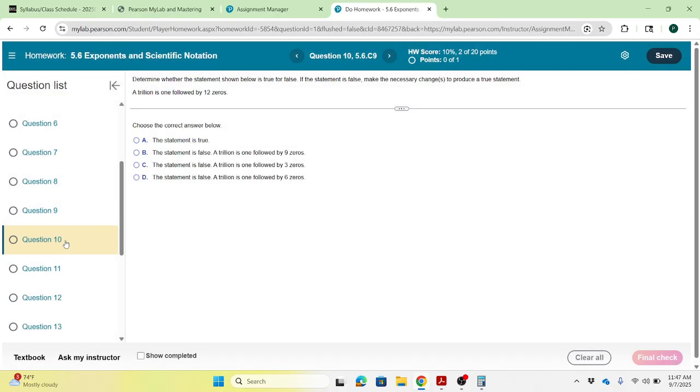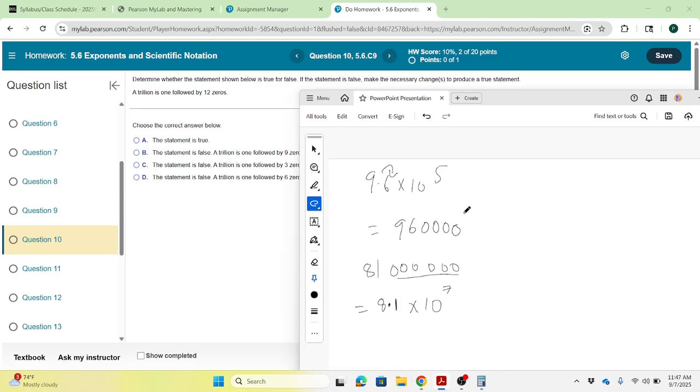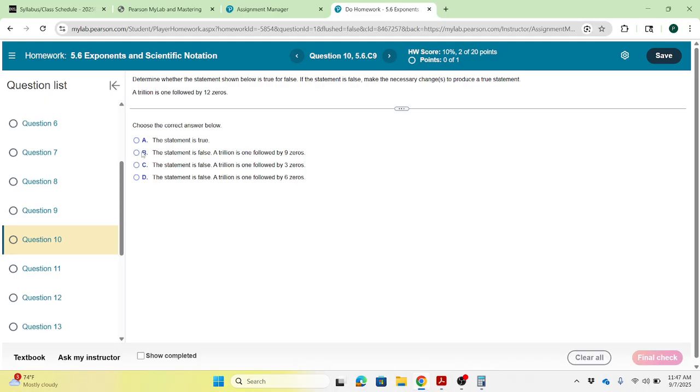Let's go to the next problem. Determine whether the statement shown below is true or false. If the statement is false, make the necessary changes. A trillion is 1 followed by 12 zeros. So billion means 9 zeros, trillion means 12 zeros. That's the true statement.